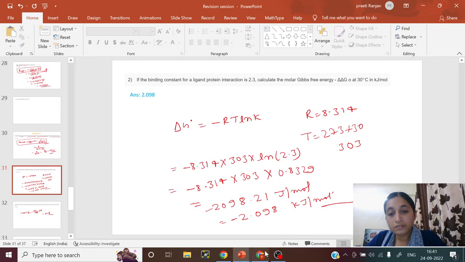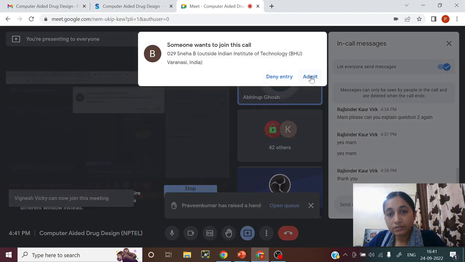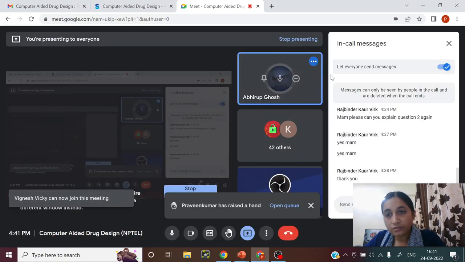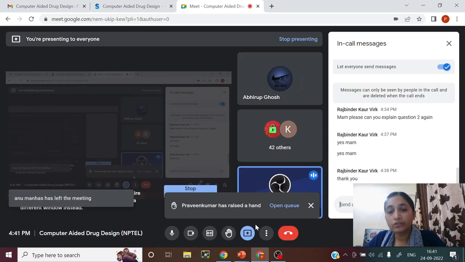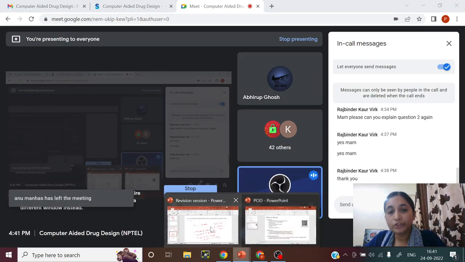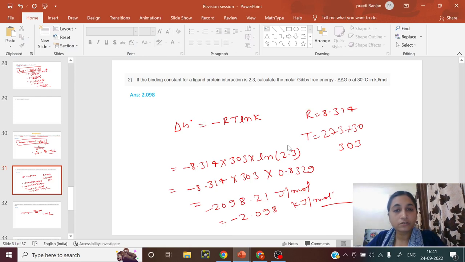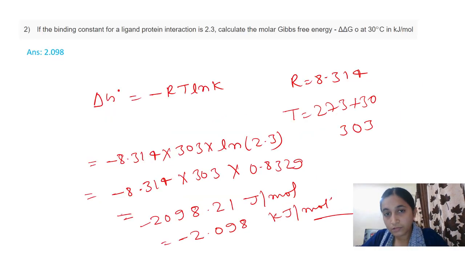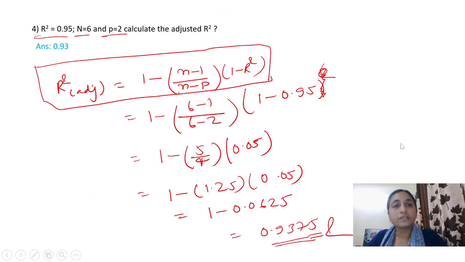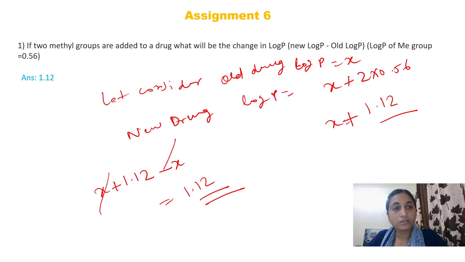Yes. Log P value. Where do you need this log P value? These things. This one, you are asking this. No, these things will come in the question. No need to.